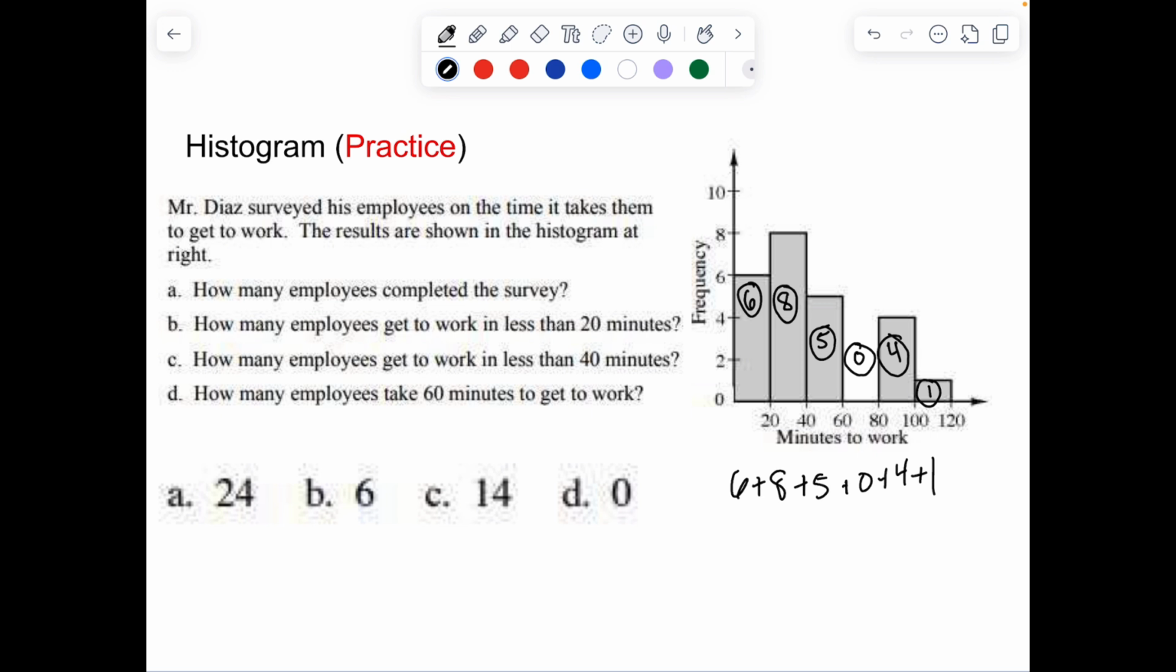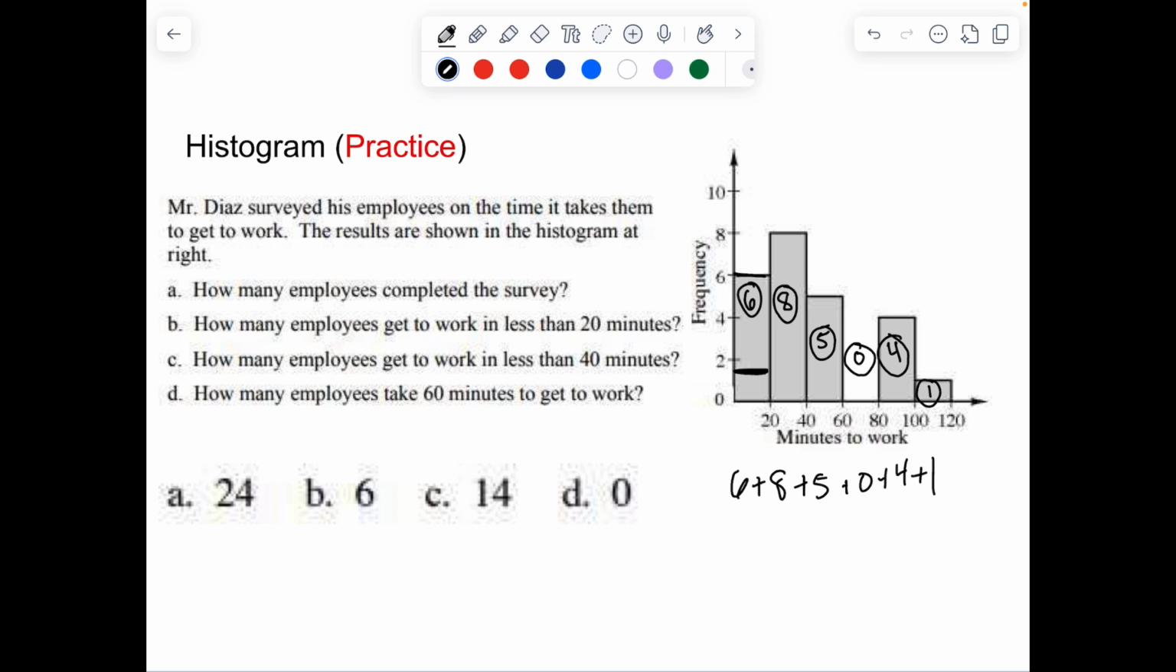The next question is how many employees get to work in less than 20 minutes? So we are going to look at our minutes to get to work when it's less than 20. So that would be this bar right here. And we see that this goes to a frequency of 6. So 6 employees get to work in less than 20 minutes.